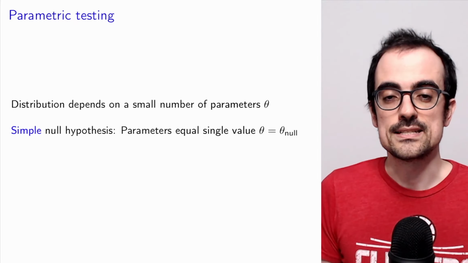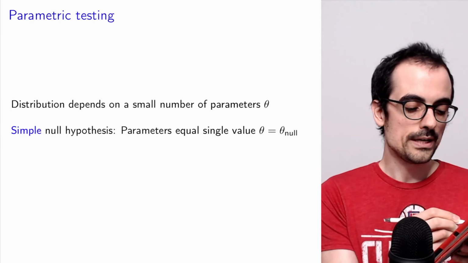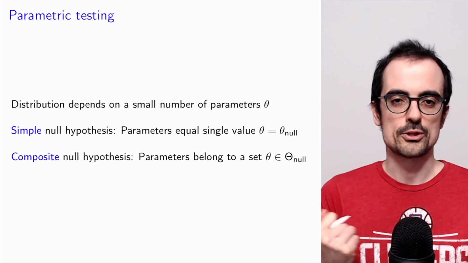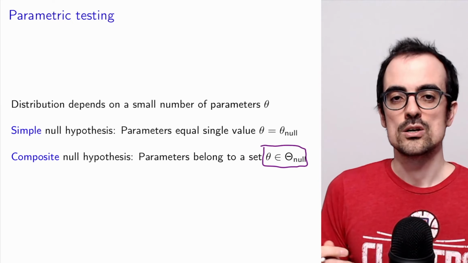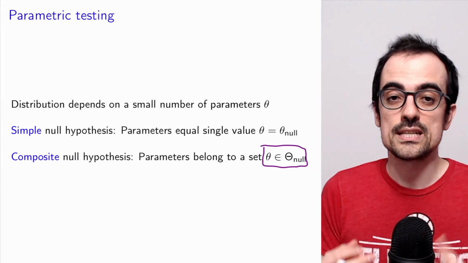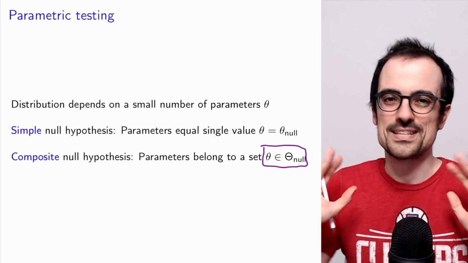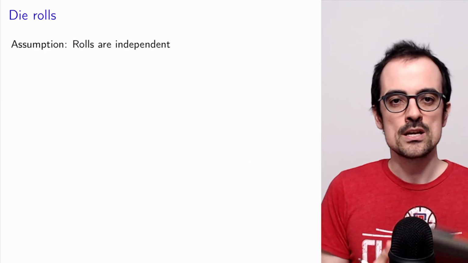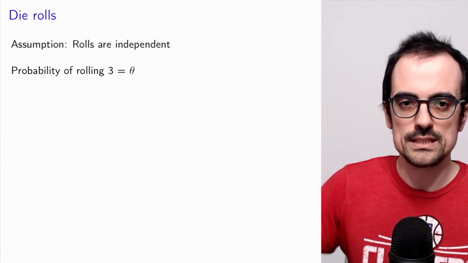If the null hypothesis is simple under this parametric testing framework, then the parameters are going to be equal to a single value. We're going to see an example in a moment. If the null hypothesis is composite, then we're saying that the parameters belong to a certain set. Basically, this parametric testing framework allows us to describe the null hypothesis in terms of the parameter that determines the distribution of the test statistic. All of this might sound a little bit abstract, but let's make it very precise with our example. We're going to assume that our rolls are independent. We're interested in the probability of rolling a 3.